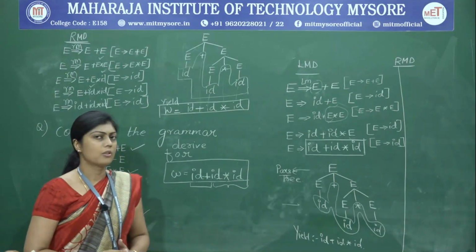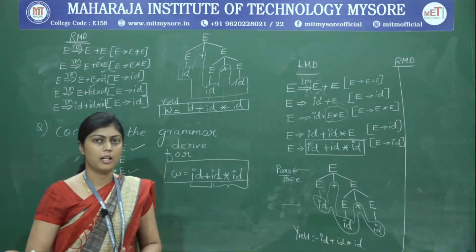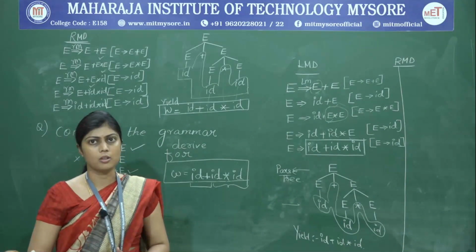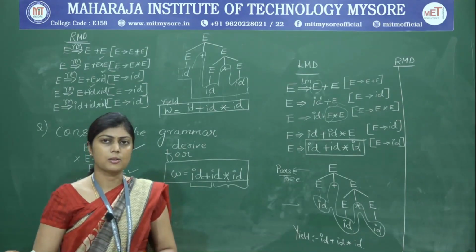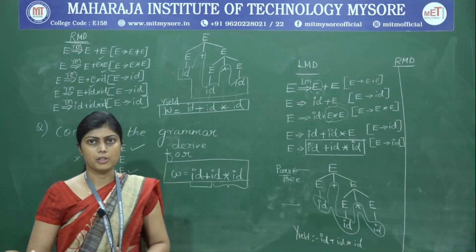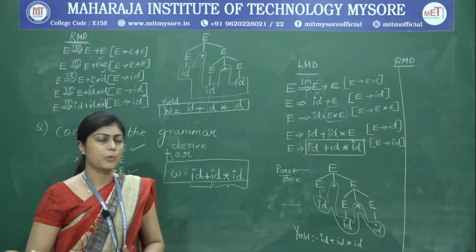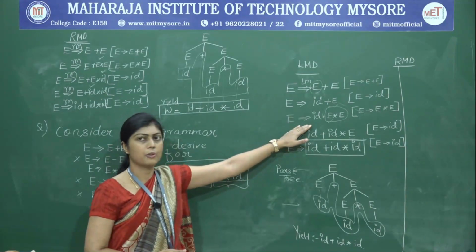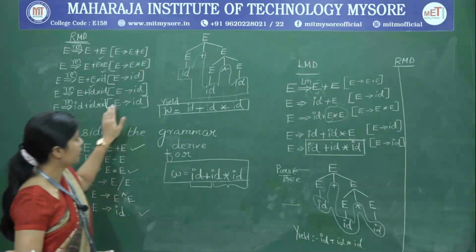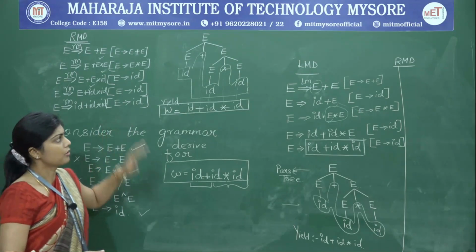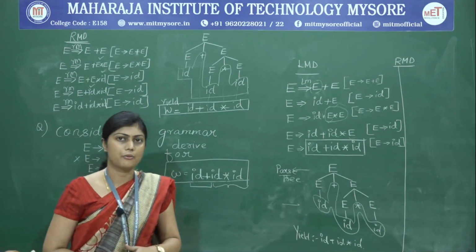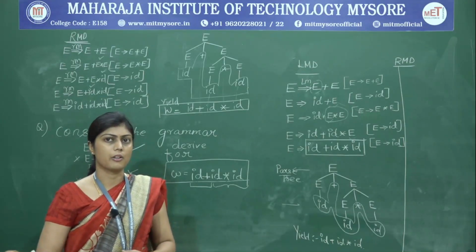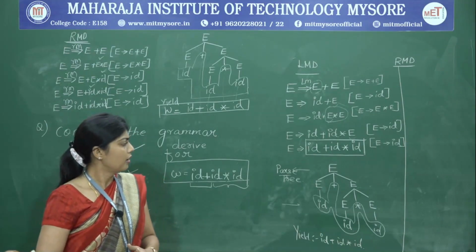There could be a single variable, and the same variable could be the leftmost variable and also the rightmost variable. So we can't make any distinction about whether it is a leftmost derivation or a rightmost derivation. But whenever possible, like in this example, we can replace the leftmost variable every time or we can replace the rightmost variable every time. So then we have to differentiate them as leftmost derivation and rightmost derivation.